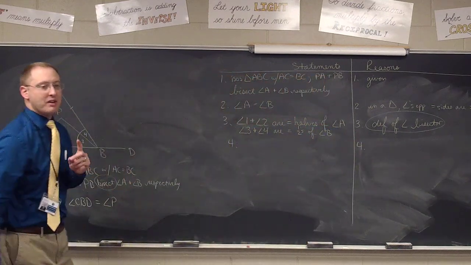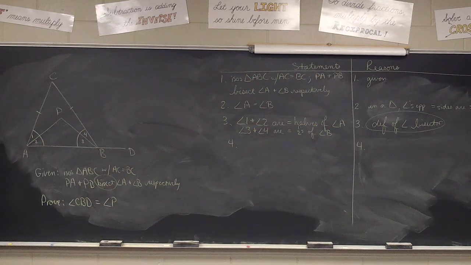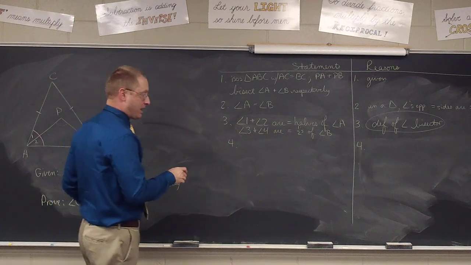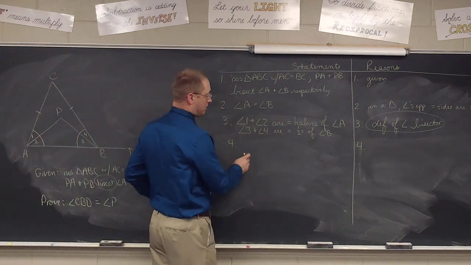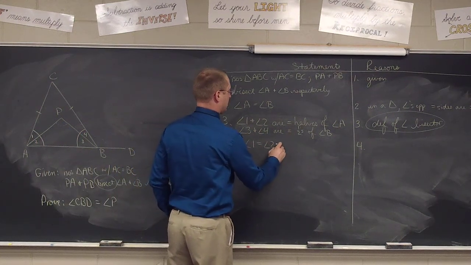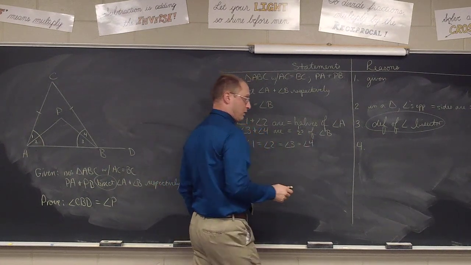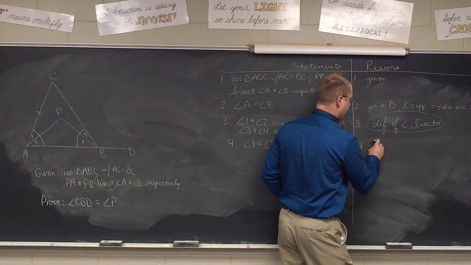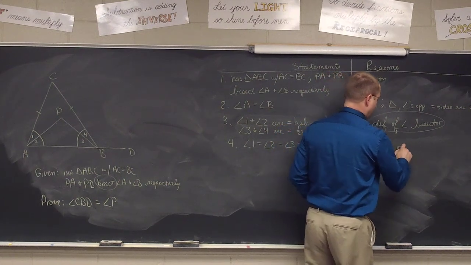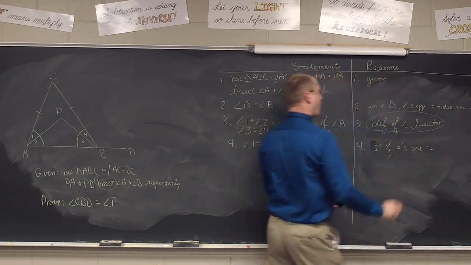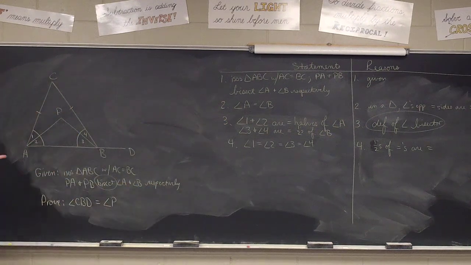Adam, going back now, if we know that 1 and 2 are halves of A, 3 and 4 are halves of B, and we know halves of equals are equals, then we can say what you wanted to say, Adam. Angle 1, angle 2 equal angle 3 equal angle 4. Yeah, all 4 of these angles are all equal because halves of equals are equal.